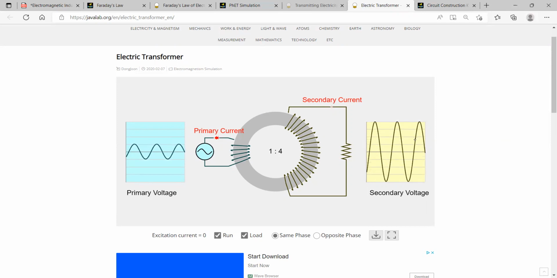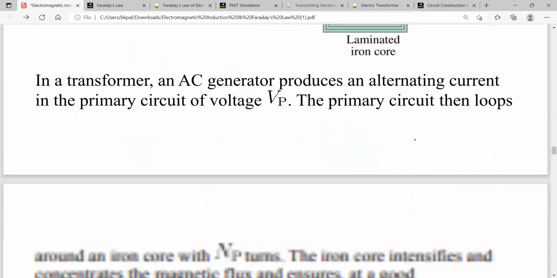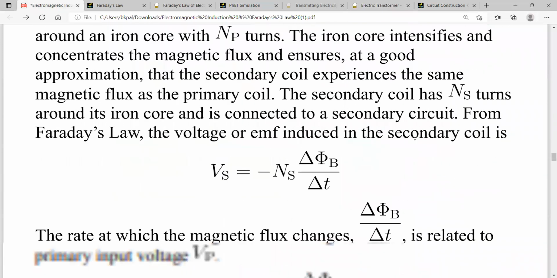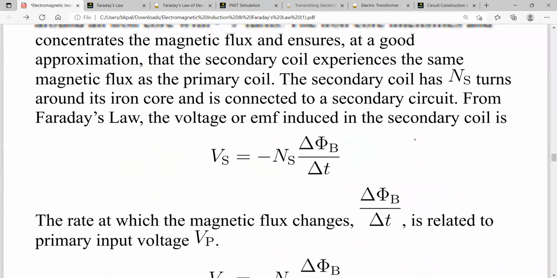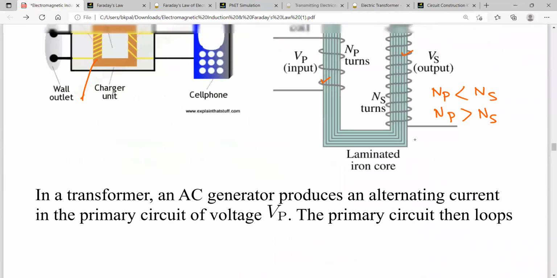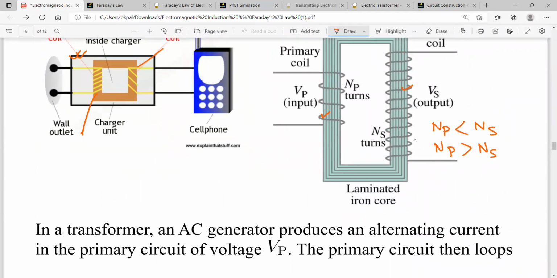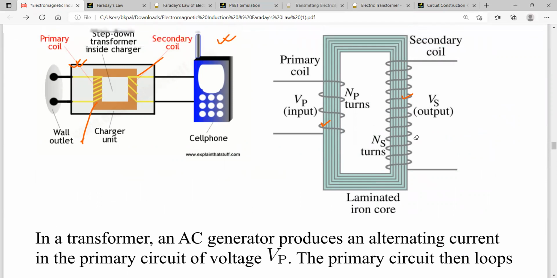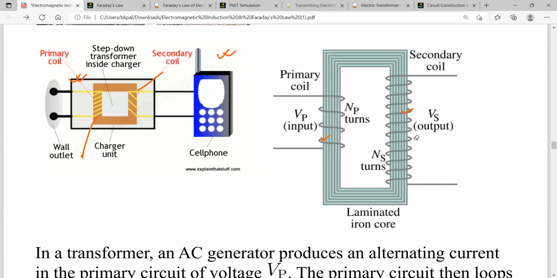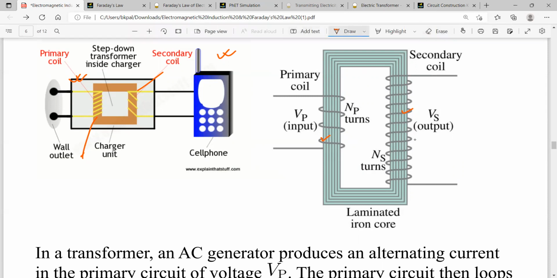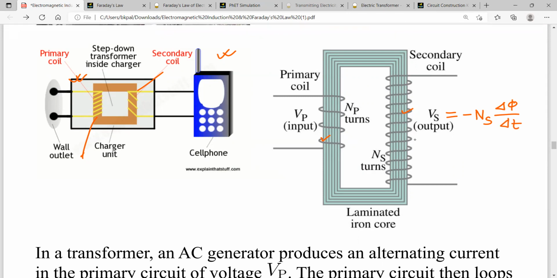So let me go back here. Using Faraday's law, you can show that, let me write down the equations here. From Faraday's law and Lenz's law, you can show that Vs, the voltage in the secondary coil, is equal to negative Ns delta phi B over delta t.